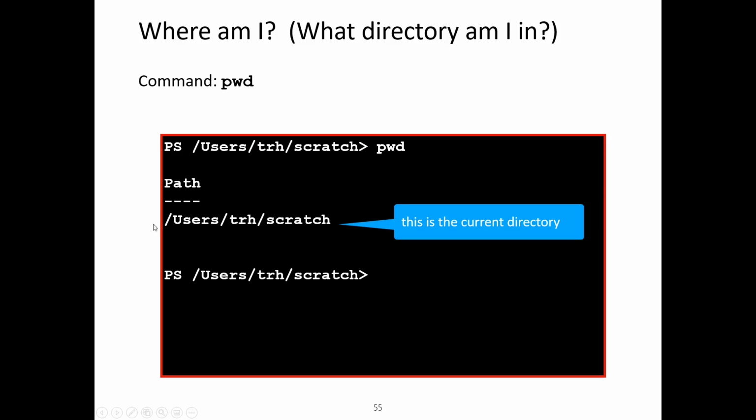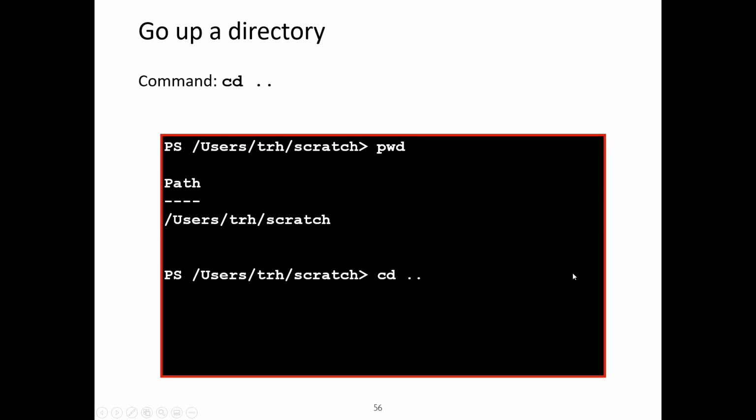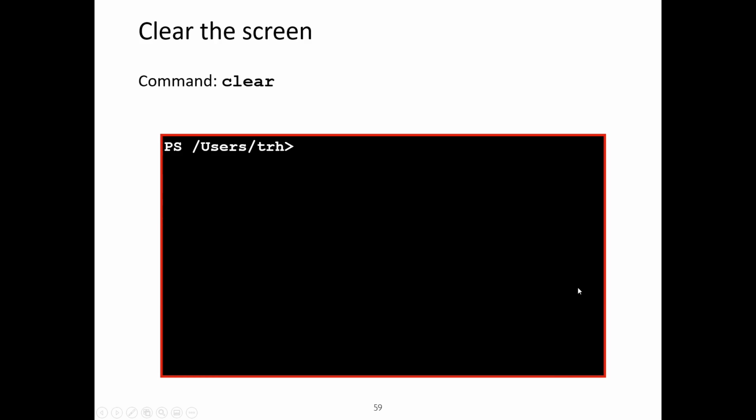Okay, next up, so it's printed out the current directory right here. Next, if I want to make a change, right now I'm in the scratch directory, cd .. will move back up one level. And now my current path is users trh. From here, if I want to clear the screen, it's getting kind of full, I can use the clear command. And now I'm back up. Beautiful, clean, black screen with just a prompt.